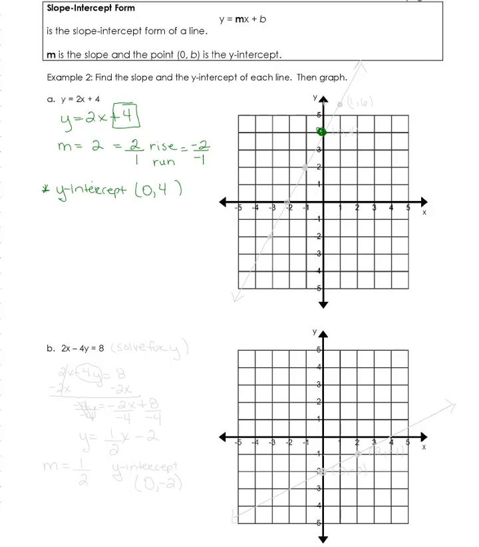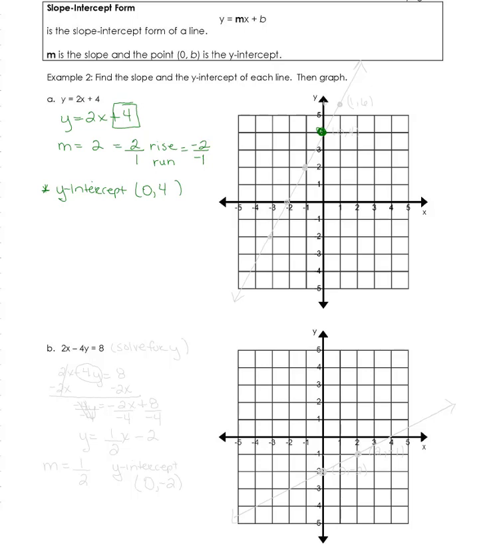Now, we can go in the opposite direction. We can go negative 2 over negative 1. From (0, 4), we count down 2 spaces, and then we run to the left 1. We can keep going: go down 2 spaces, go to the left 1. We can keep doing it that way. The slope is going to tell you how steep the line is.